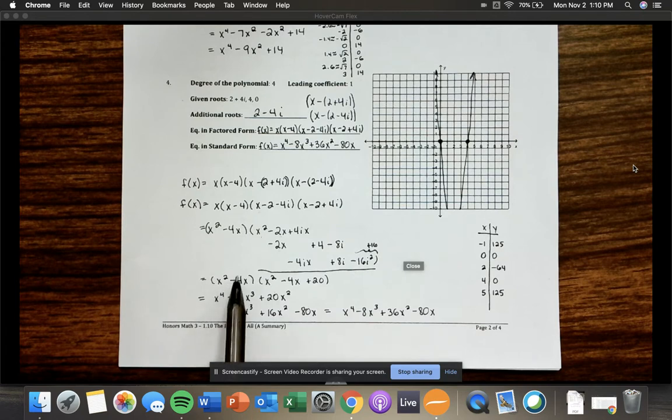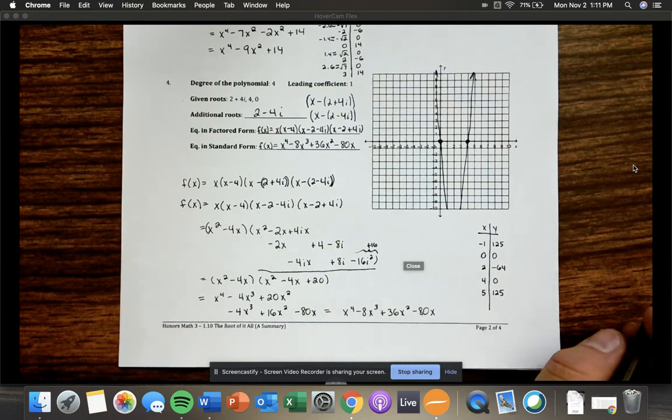Right? Then all we would do is, here we have this x squared minus 4x, and we got that from distributing the x into this x minus 4, right? So x times x is x squared, x times negative 4 is negative 4x. All right, then we would just FOIL again, and it ends up cleaning up and getting x to the 4th minus 8x cubed plus 36x squared minus 80x.